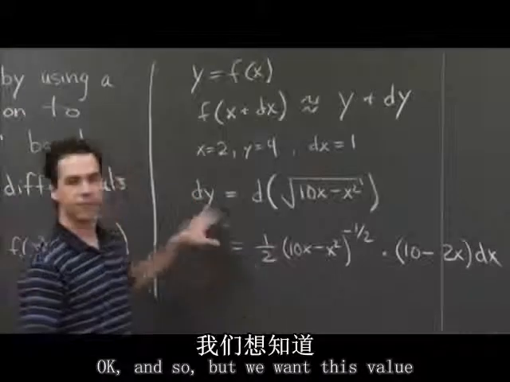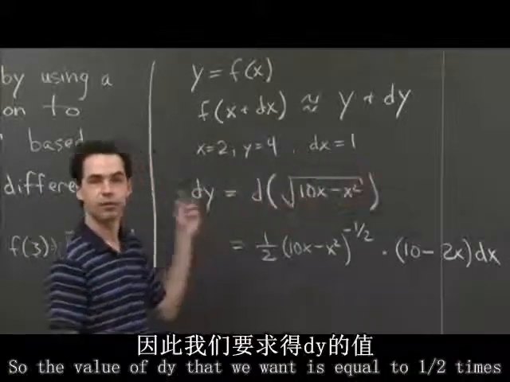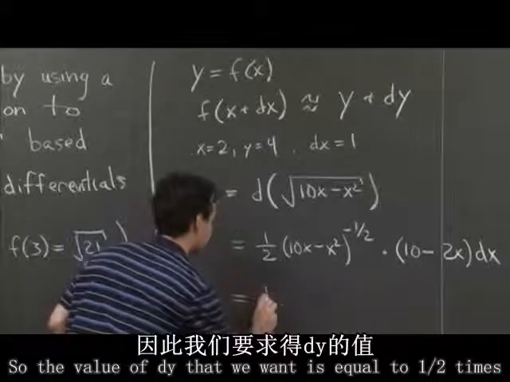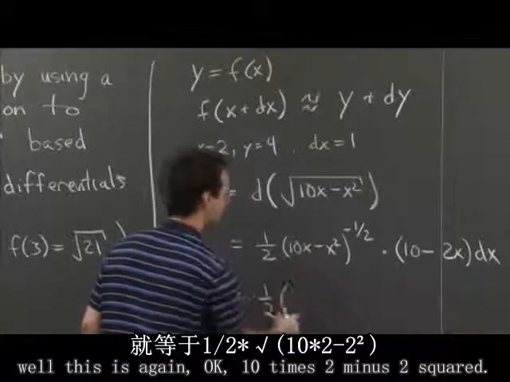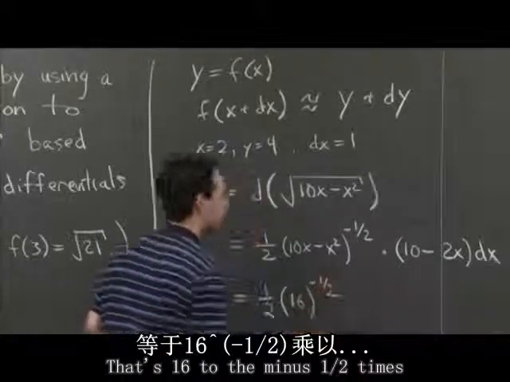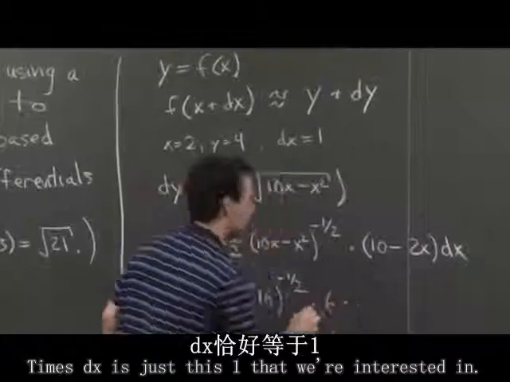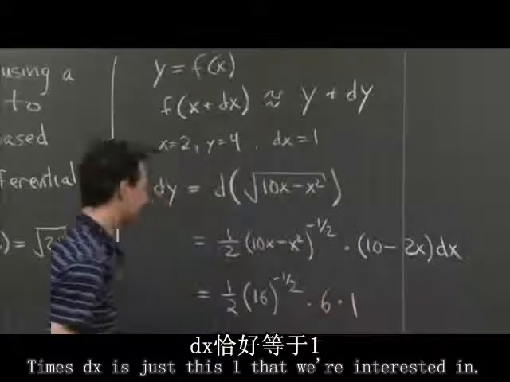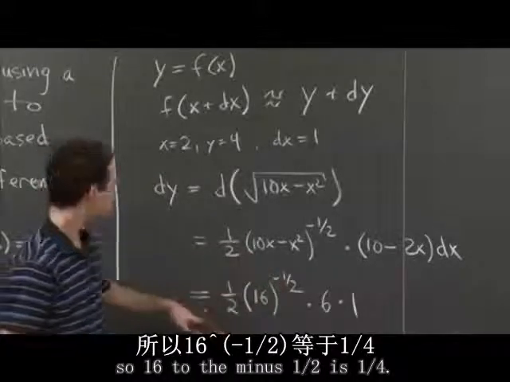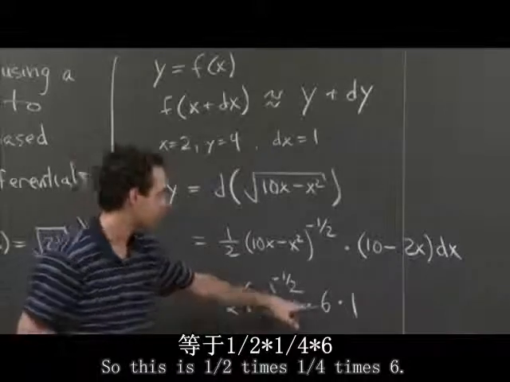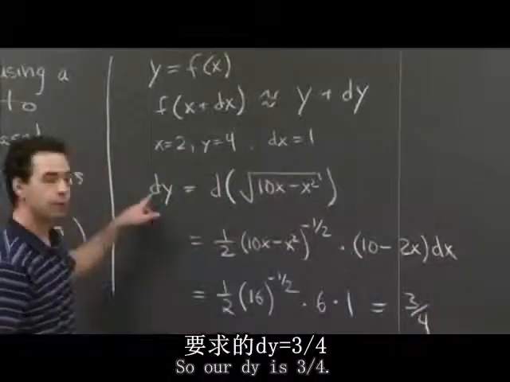But we want this value at this particular point in question, where x equals 2 and dx is equal to 1. So the value of dy that we want is equal to 1/2 times 10 times 2 minus 2 squared, that's 16 to the minus 1/2, times 10 minus 4, which is 6, times dx, which is just the 1 that we're interested in. 16 to the 1/2 is 4, so 16 to the minus 1/2 is 1/4. So this is 1/2 times 1/4 times 6, so that's 6/8, which is 3/4. So our dy is 3/4.